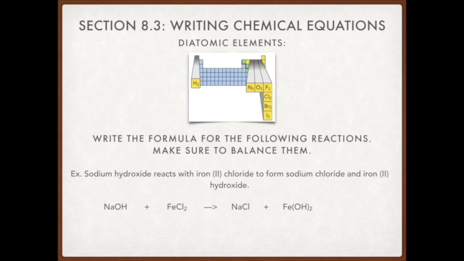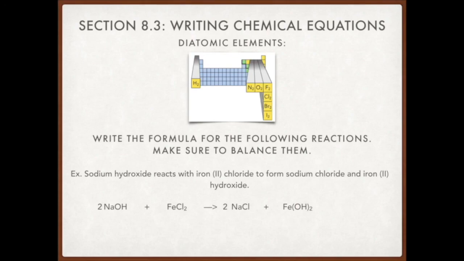So I look, I've got 2 hydroxides on my product side. I only have 1 hydroxide on my reactant side, so I'm going to put a 2 in front of sodium hydroxide. Now I have 2 sodiums on my reactant side, but only 1 on my product side, so I'm going to put a 2 there. Now I have 2 chlorines on my product side and 2 on my reactant side, so I'm good there. And I've got 1 iron on my reactant side and 1 iron on my product side, so I am balanced.